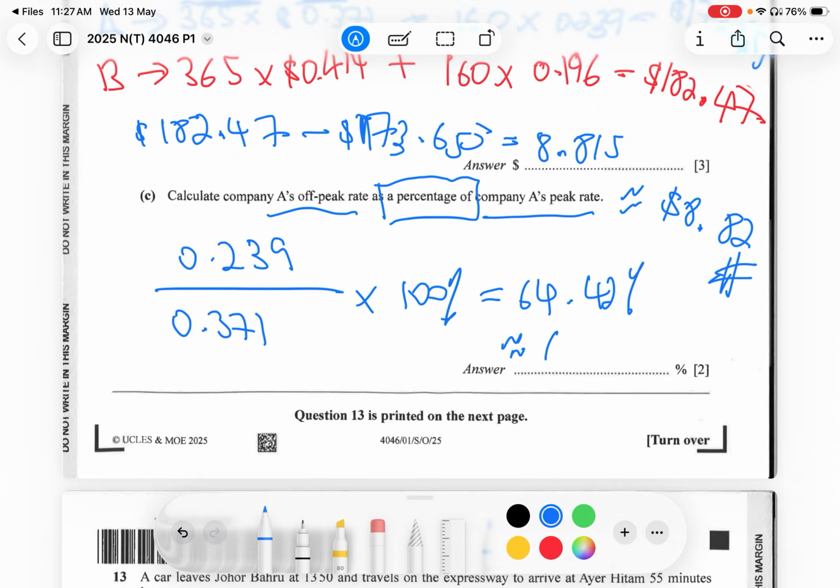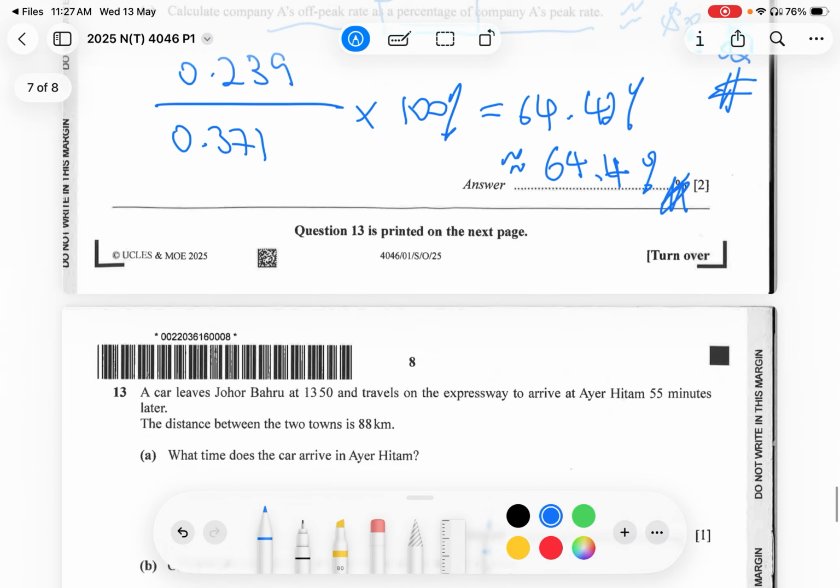64.4%. Okay, for this, please repeat. Okay, for this part.